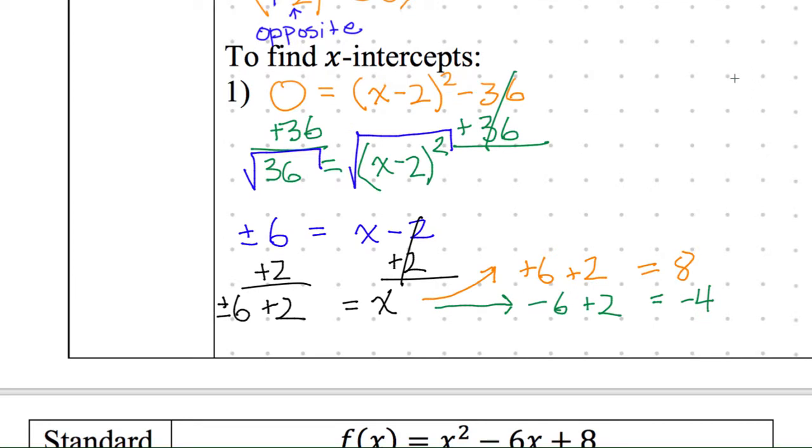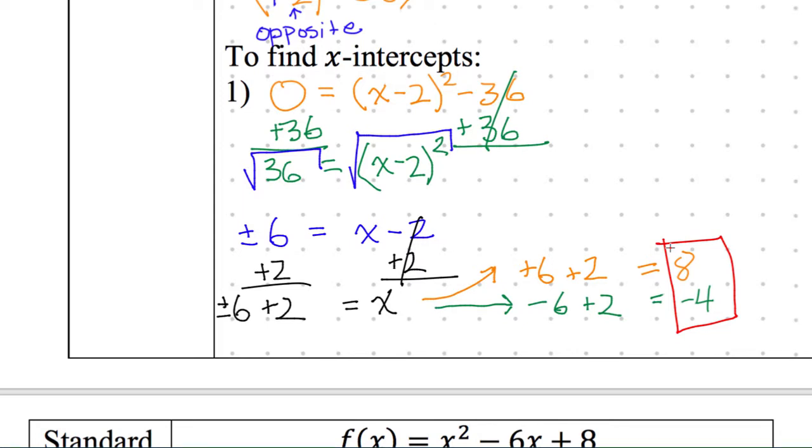Cool. So those are our answers. Let's box them. Again, technically this isn't correct. I should be saying (8, 0) and (-4, 0) to be technically correct, but they're usually just asking for the x coordinates. You should assume that those are on the x-axis because they're x-intercepts.